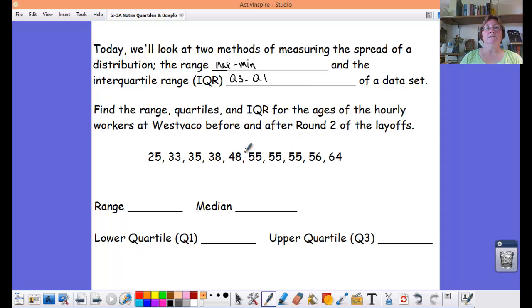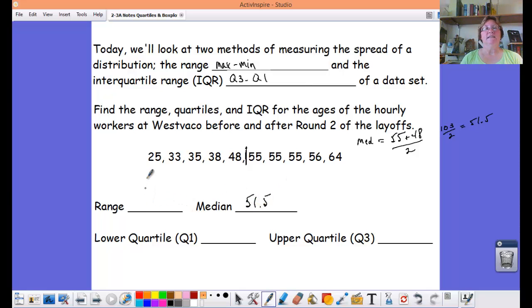There are 10 items in the data set, so the median would be between the 5th and 6th values here. Again, we're going to end up here with a median that is not part of our data set. 55 and 48 divided by 2. That's 103 over 2, or 51 and a half. So our median is 51 and a half.